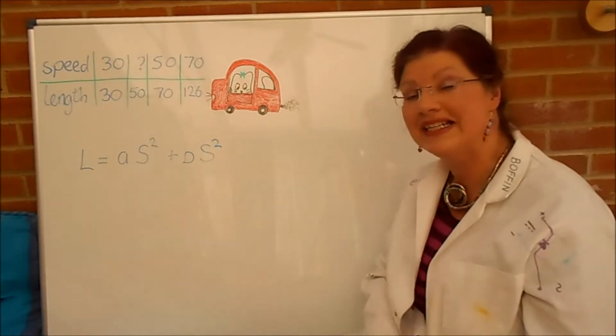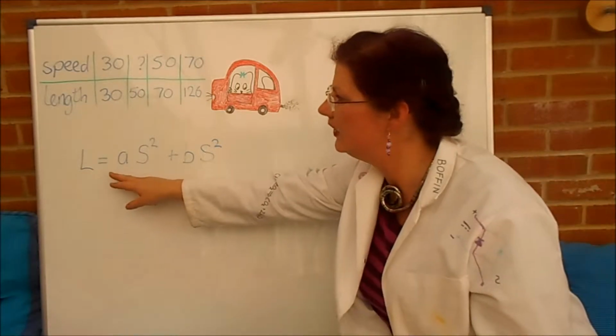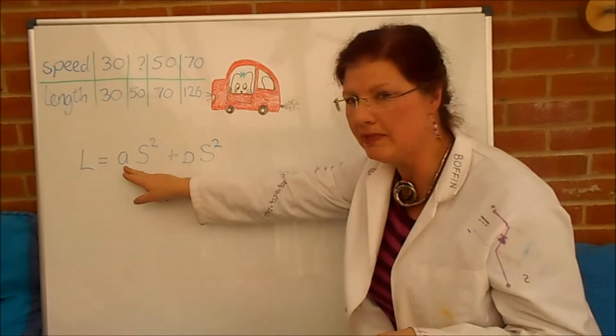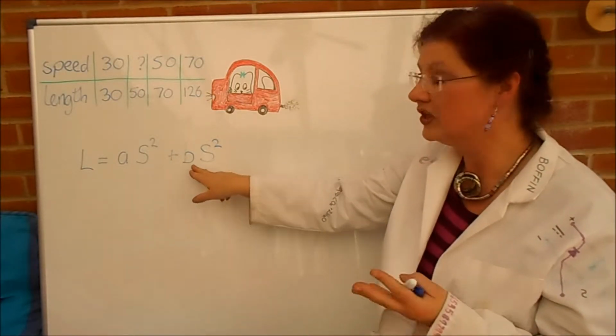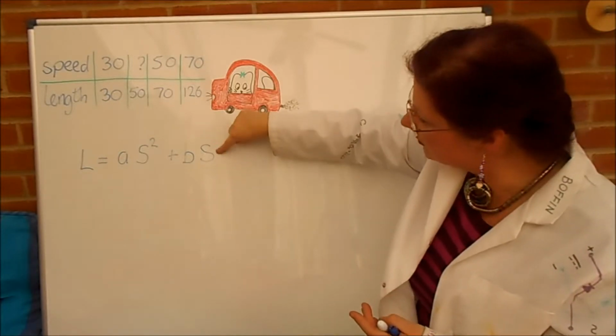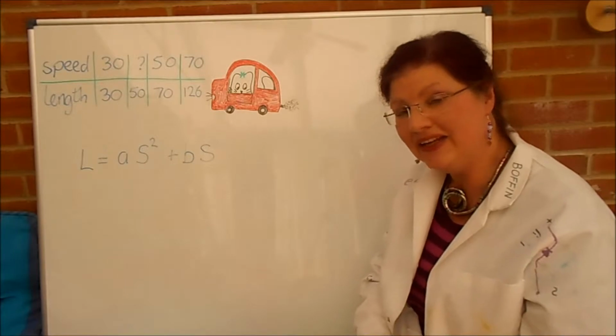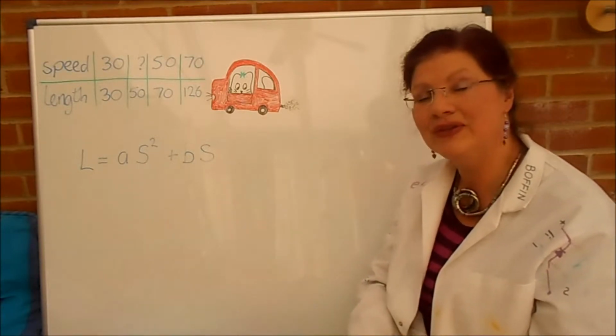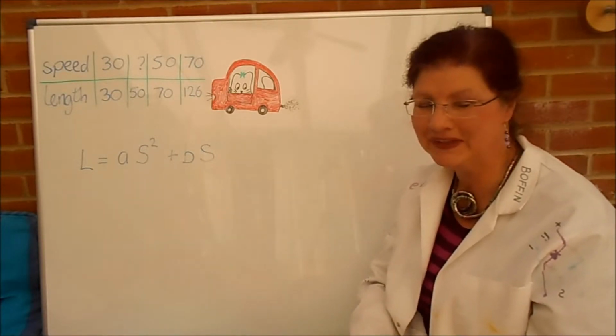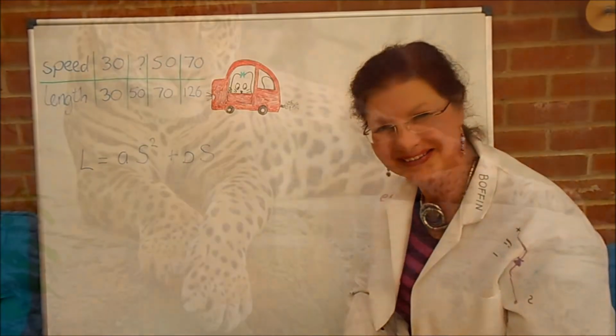It's in fact related by this. The length is equal to some number times s squared plus some number times s. So for part A, you need to determine, please, the values of A and B. So pause the video, have a go at that now.